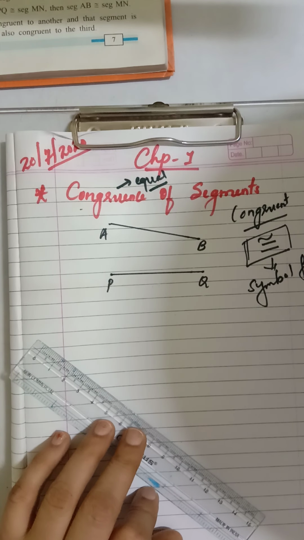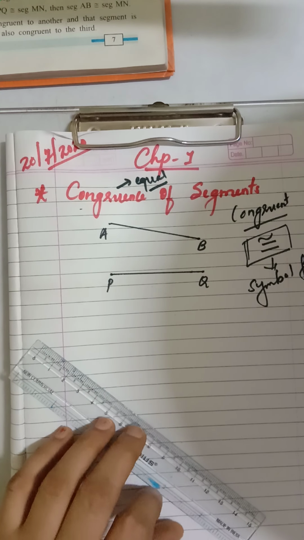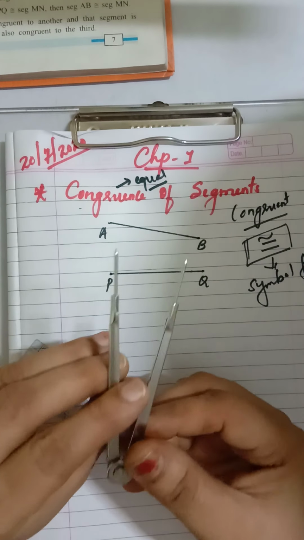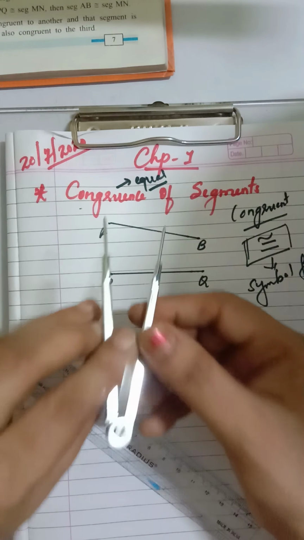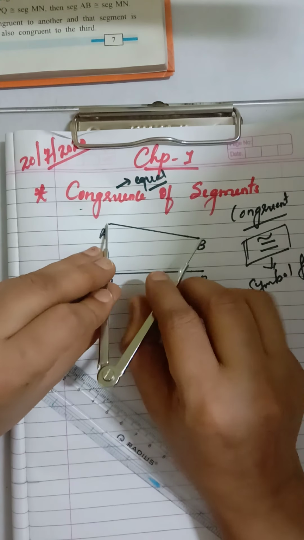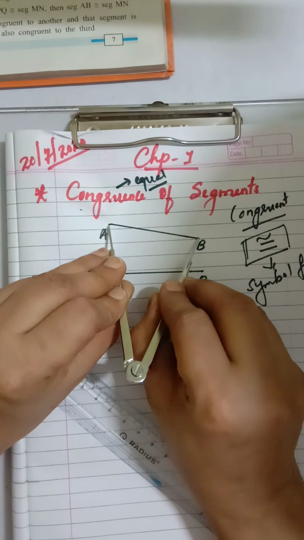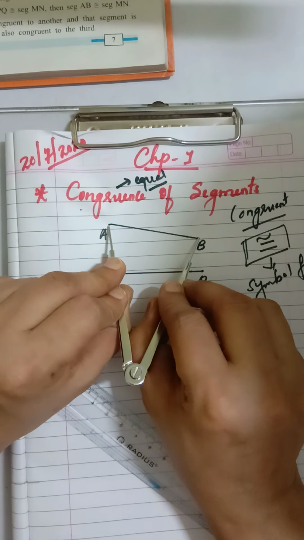One other way you can show this congruence, children, is by using a divider. In your compass this divider is there, right? Now you are using the divider. See, children, open it and measure the length of segment AB. This is the length of AB. Now without changing it, see, it is the same. Clear? That means both the line segments are of equal length.